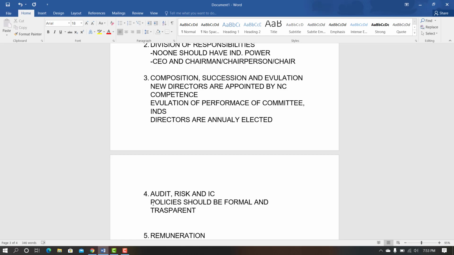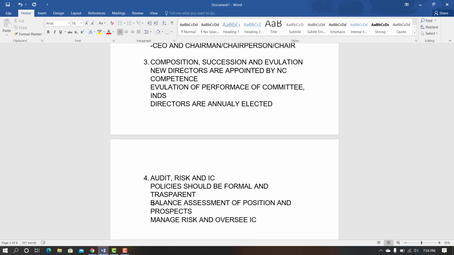The board should present a balanced and understandable assessment of the company's position and prospects. So there should be a balanced assessment of position and prospects. Procedure to manage risks and oversee internal control. Manage risk and oversee internal control.